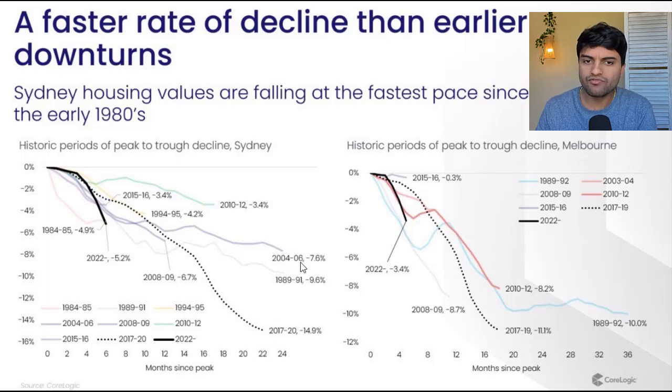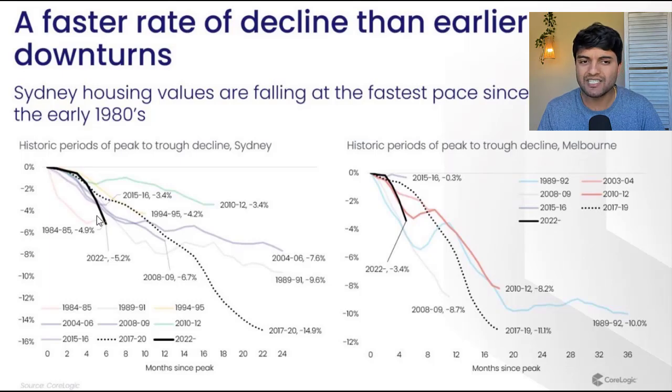Again, in 2004 to 2006, they fell 7.6%. That also took 24 months for that to happen. In 2010 to 12, they fell 3%. That happened in about 16 to 18 months, etc., etc. What we're seeing right now is the fastest decline of Sydney house prices, basically ever.